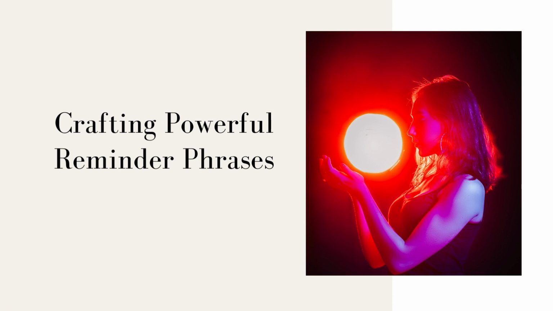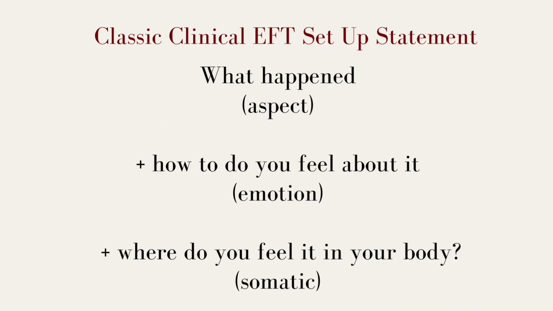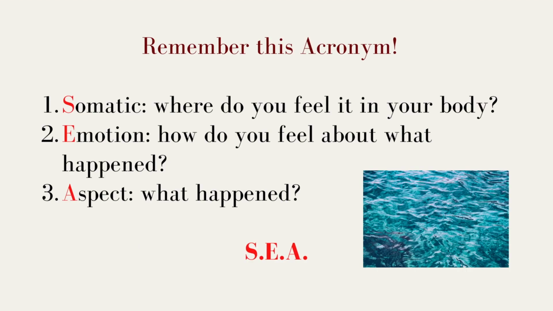As I mentioned in my previous video on crafting short yet powerful setup statements, the checklist for classical clinical EFT setup statements is composed of three different things. That being what happened, which represents the specific aspect you are tapping on, followed by how do you feel about it, or the emotion, and finally, where do you feel that in your body, which represents the somatic experience. You can remember all of this with the fun little acronym SEA. S for somatic, E for emotion, and A for aspect.